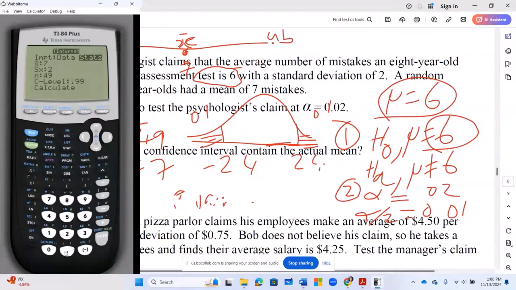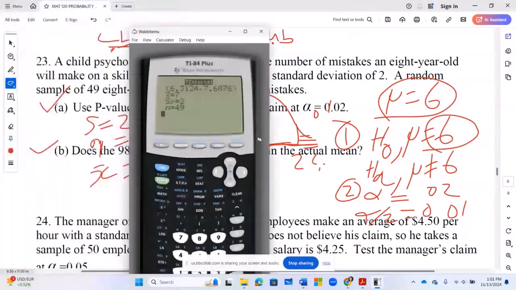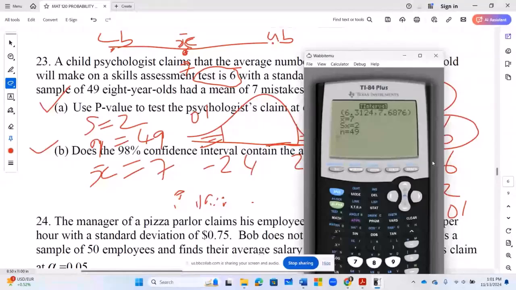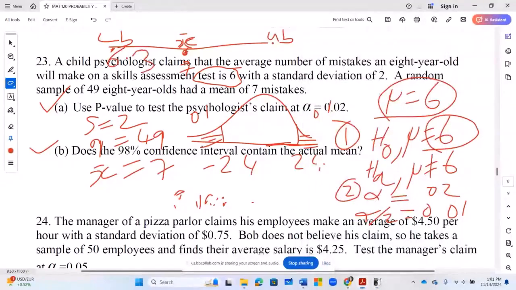The confidence level is 98 because alpha is 2. Anytime I'm given alpha, I already know the confidence level. So calculate. I found that the lower bound is 6.3, the upper bound is 7.7. So the boundary line, this interval does not contain the status quo, does not contain 6.